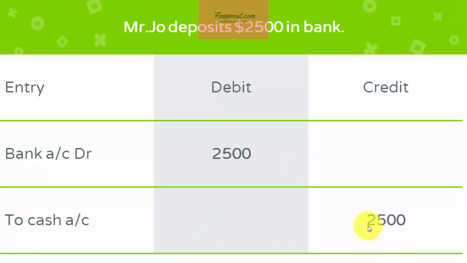Next transaction is Mr. Joe deposits 2,500 in bank. Now in this transaction two assets are involved, bank account and cash account. So we will debit which is increasing and credit the asset which is decreasing. In this case, balance of bank account is increasing, so we will debit bank account and cash account is decreasing, so we will credit cash. Entry is bank account debit to cash $2,500.